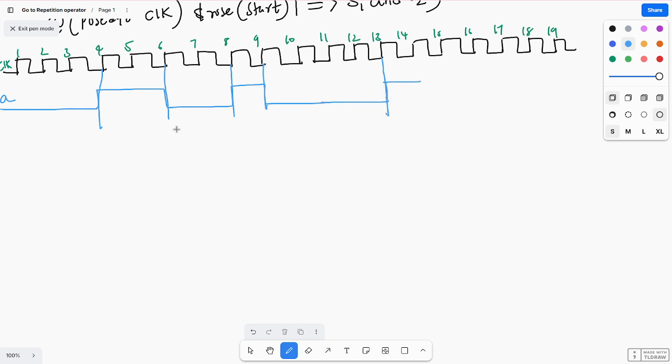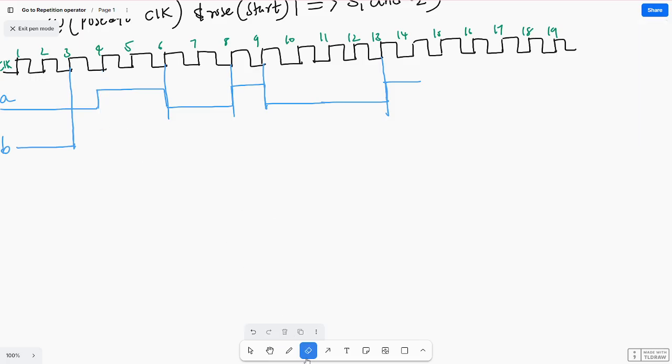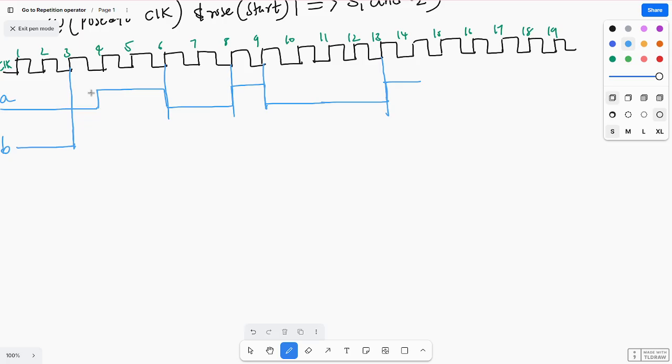And coming to B, at 3 it will be 1. Next it will be 1 till 6, and till 8 it will be 0, and till 13 it will be 1.